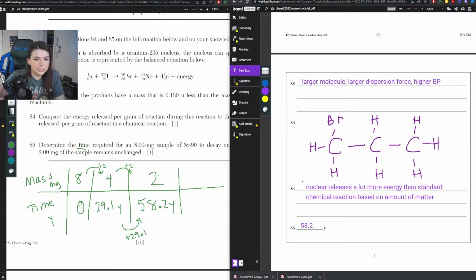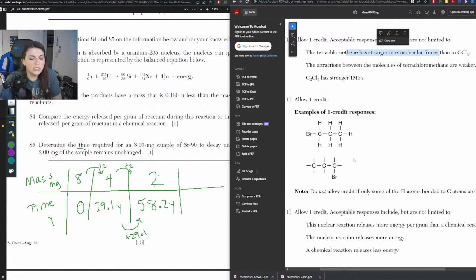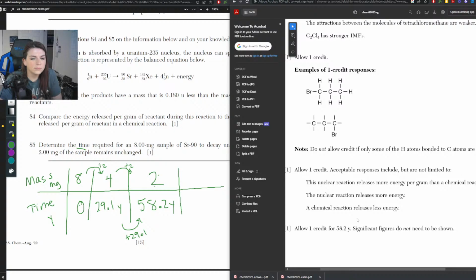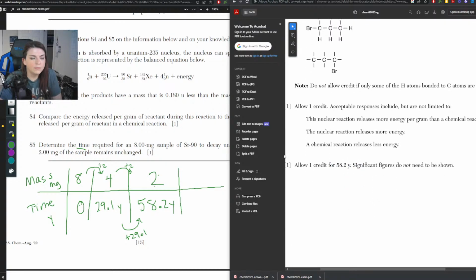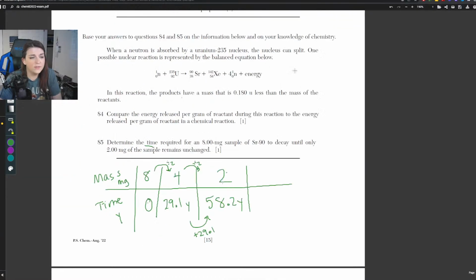And that is the number of years that it would take for me to get down to 2 milligrams. Let's just check on that. 58.2. Okay. That is everything. That was the August 2022 exam. Not my favorite one, honestly. Not that Regents exams are all that fun, but that's beside the point.